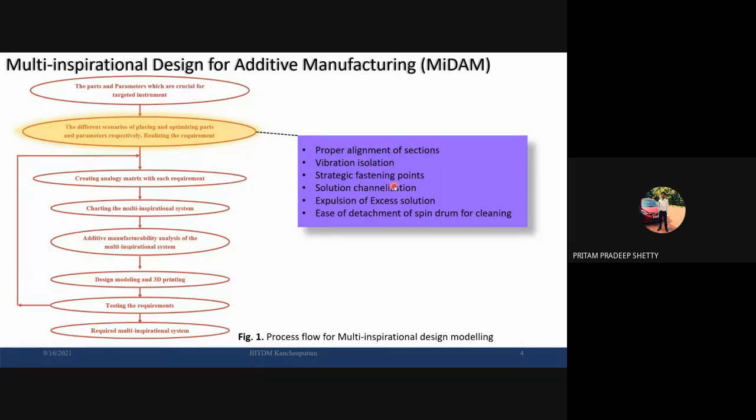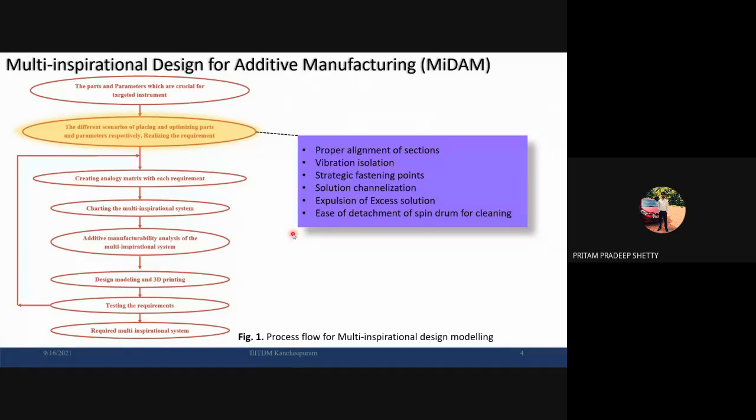Then strategic fastening points, and basically this is a modular design, right? So you need a proper location for adding fastening bolts, and solution channelization. Basically you will drop a solution over the substrate, right? So it should be free to flow outwards. Otherwise at the end of the substrate there won't be uniform coating. Then expulsion and ease of detachment. All these are the engineering aspects of your system. So you are basically in and out about your system.